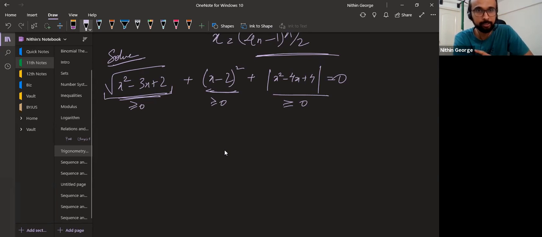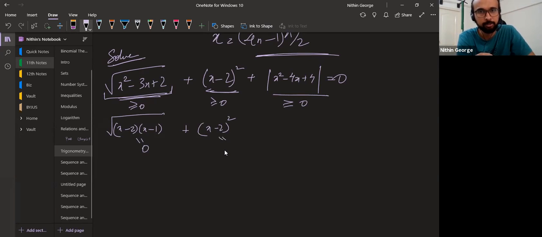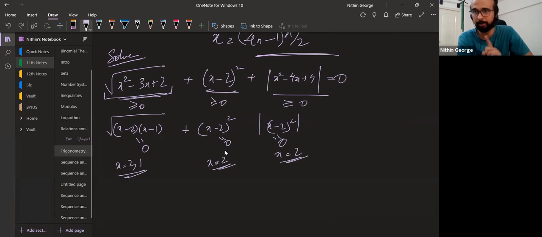So then this becomes root of (x minus 2)(x minus 1), plus (x minus 2) the whole square, and each should be equal to 0. This is nothing but (x minus 2) the whole square being equal to 0. This question is pretty lame. Now, here you get x equal to 2, 1 for it to be equal to 0. You need x equal to 2 for it to be equal to 0. But what will my solutions be? My answer?